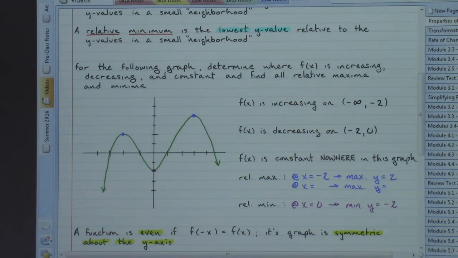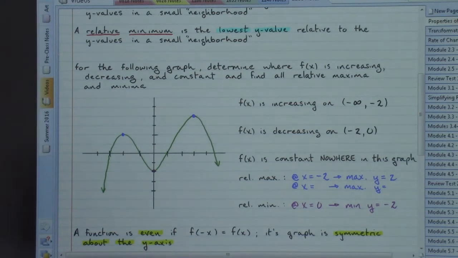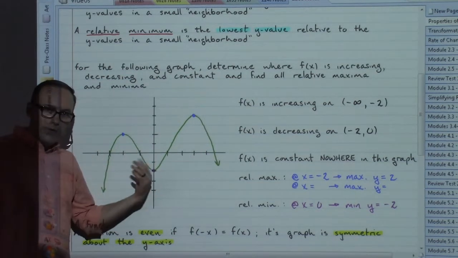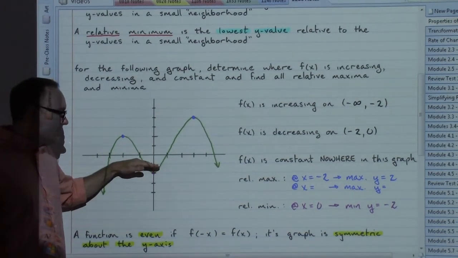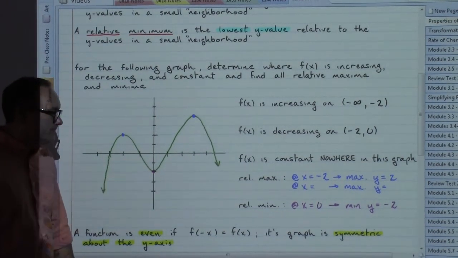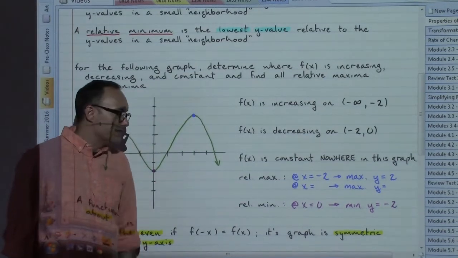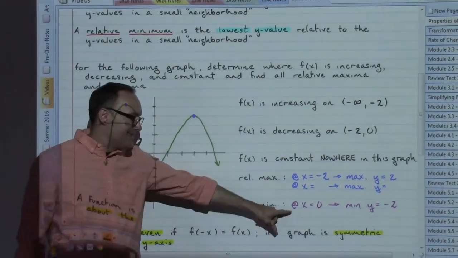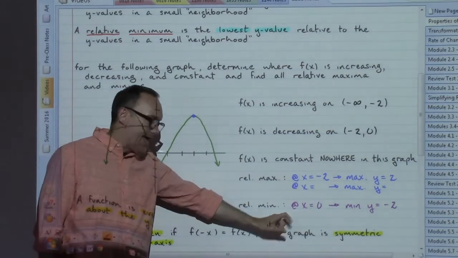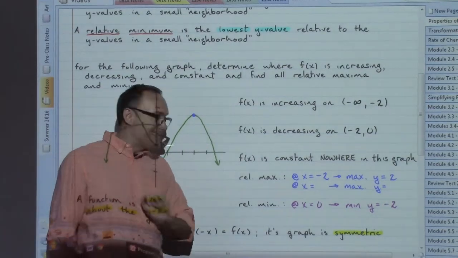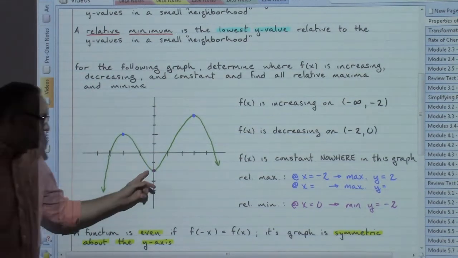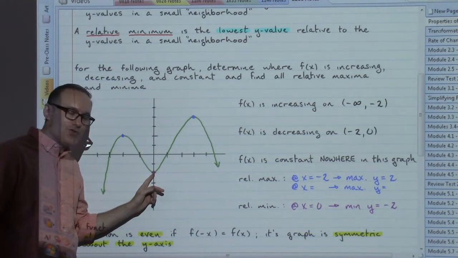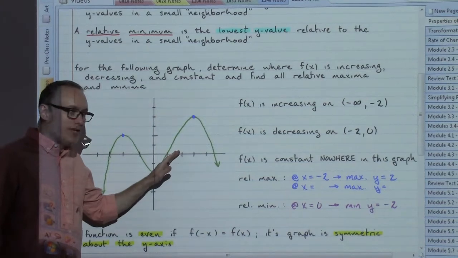Again, assuming the most basic markings on our grid are going by ones: x equals 1, x equals 2, y equals -1, y equals -2. So that's our relative minimum. Where is it? At x equals 0, and it's y equals -2. As soon as we pass that bottom, that trough, that valley, we start increasing again.